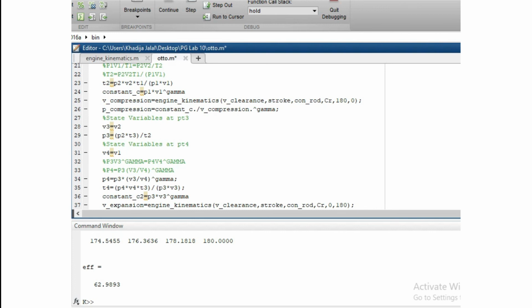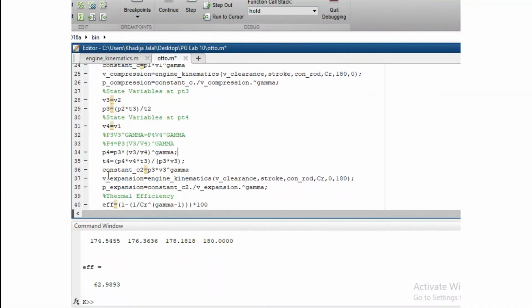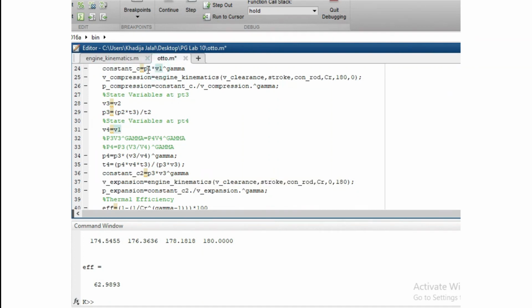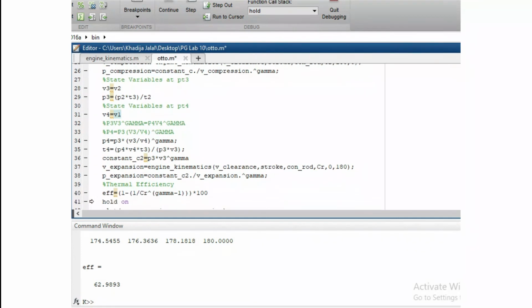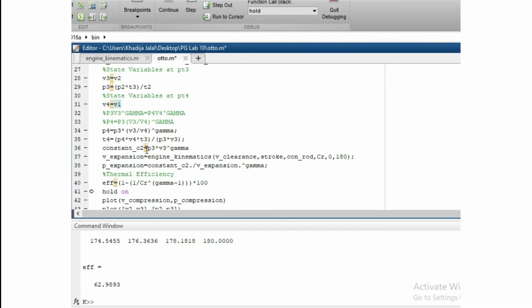Again, in order to find the expansion volume and pressure, we will find this constant C that was previously found as the product of the pressure and volume at state 1. As you know that expansion occurs from state 3, we will find the next constant as the product of P3 and V3 power gamma. So in order to find V expansion and P expansion, we will again use the same engine kinematics, but the only difference here is that expansion occurs from 0 to 180 degrees when the piston moves from 0 to 180 degrees.